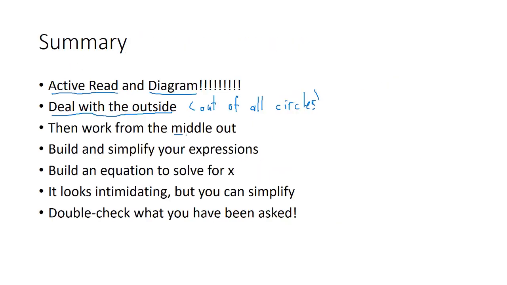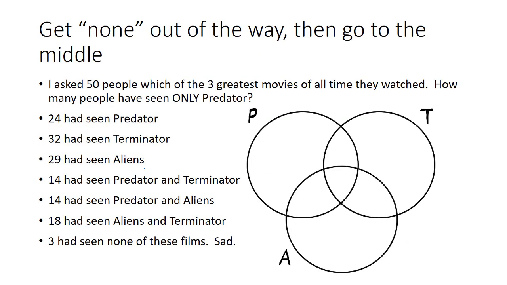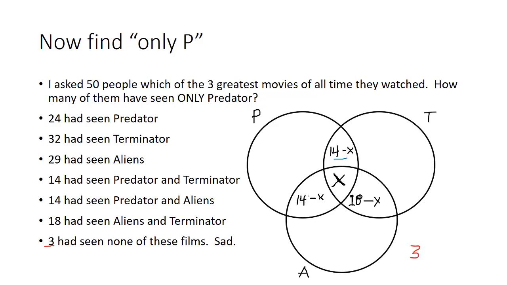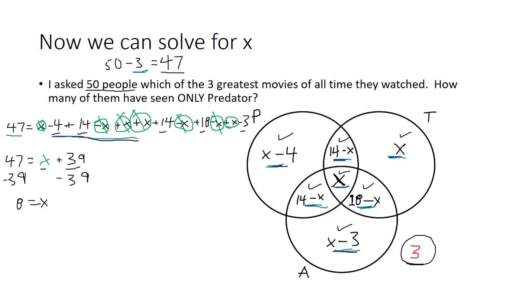Then you have to work your way from the middle out. Just jumping back. So we found, or made our value in the middle, the intersection of all 3 of these sets, x. And then we worked into these sectors, those who had seen 2 of these films, and then, oops, that disappeared unfortunately, we worked our algebra to find the sectors of people who had seen only 1 film.